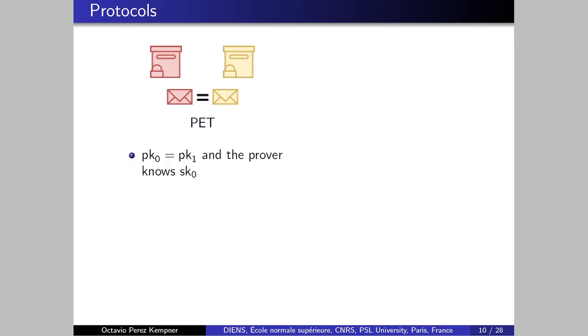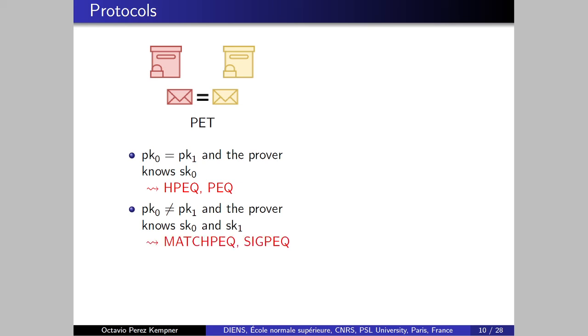I will now comment on the different scenarios that we consider, beginning with plaintext equality. The first one was one in which both public keys are equal and the prover knows the corresponding secret key. Here we propose honest verifier zero knowledge variants as well as full zero knowledge variants. The second scenario consists of having two different public keys and assuming that the prover knows the corresponding secret keys. Here we proposed the sigma protocols MatchPEG and SigPEG.